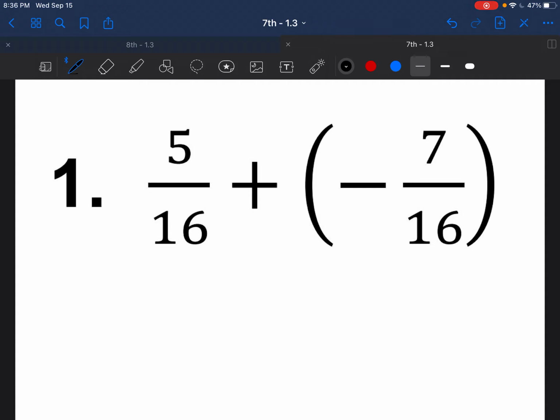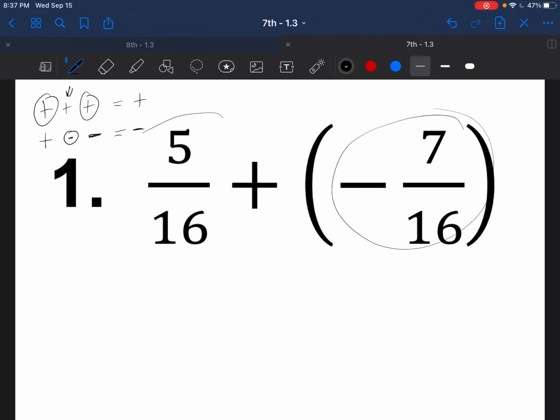So first things first, when we are adding or subtracting rational numbers, we want to make sure that we know: same sign, we what? Add, so plus, plus, plus, right? Same sign, we add. Different signs, we what? Subtract, okay? We add, we subtract, okay? So we know that's a negative 7/16. We know that this is what? That is a positive 5/16.